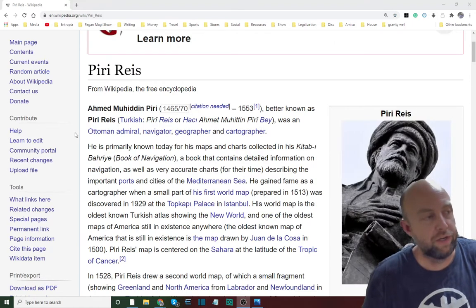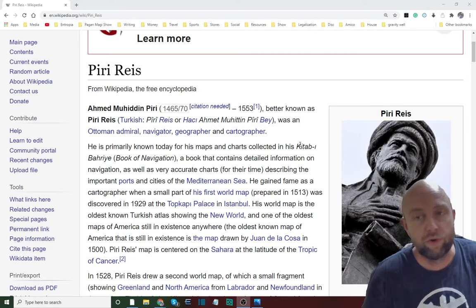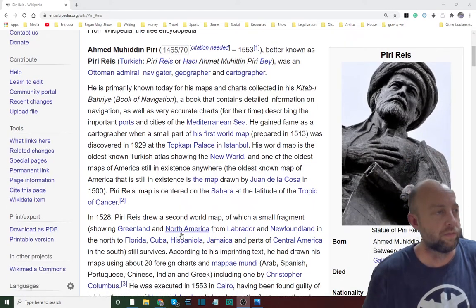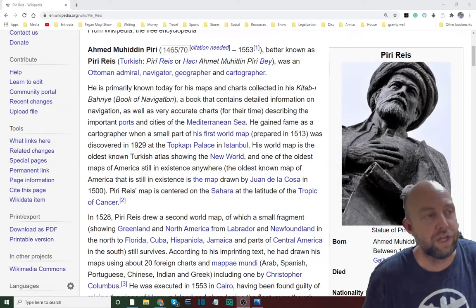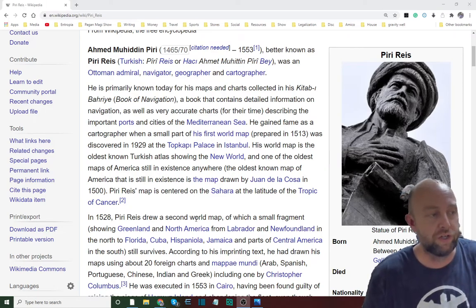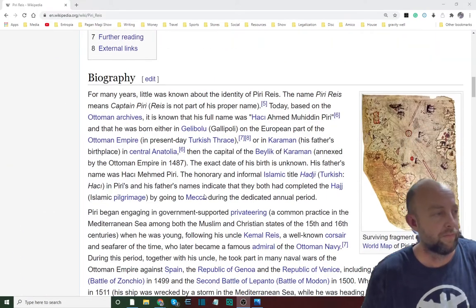Right here I have some of the information about the man who put this together. His real name was Ahmed Muhiddin Piri, sorry for butchering, better known as Piri Reis. They were saying that was actually just his title. And he was an Ottoman admiral, navigator, geographer, and cartographer. He's also best known for the Book of Navigation, a book that I'm actually in the process of trying to purchase right now. And it's not a cheap book. You're looking at $400 Canadian.